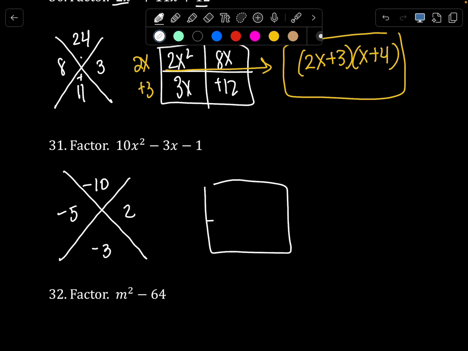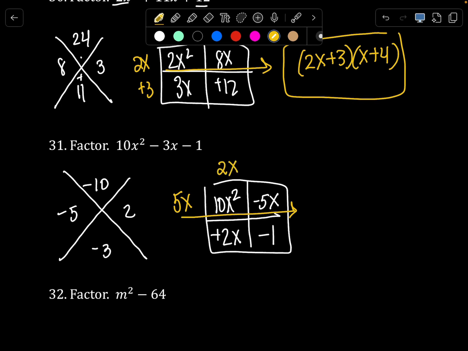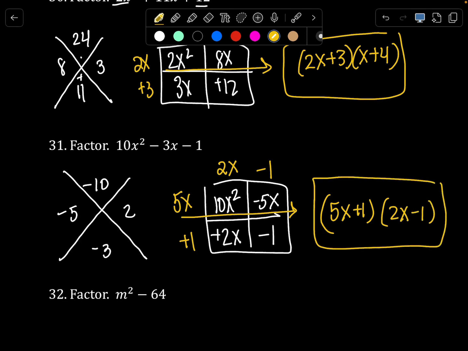Slap them into the box. You get 10x squared here, minus 5x, positive 2x, minus 1. Get GCF, 5x, times 2x minus 1, plus 1. So 5x plus 1 times 2x minus 1. And there you go. Those are your two factors.